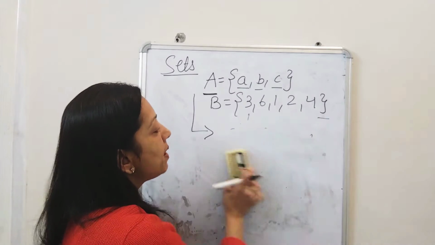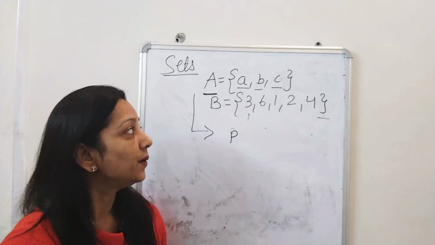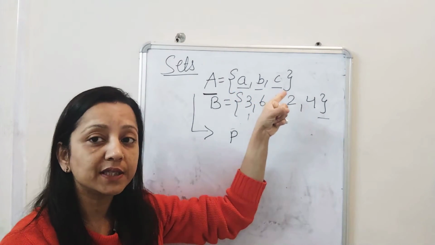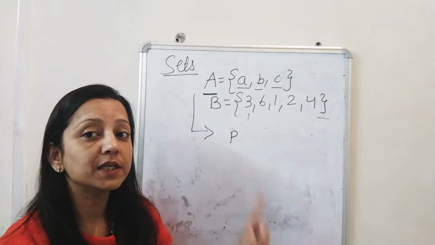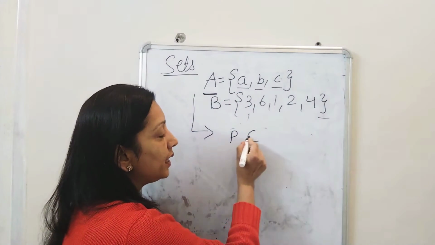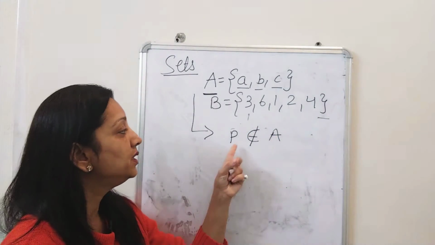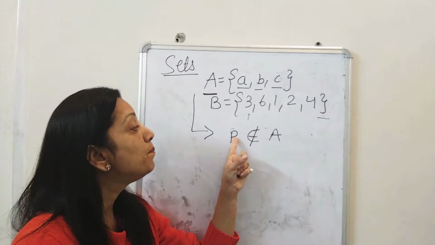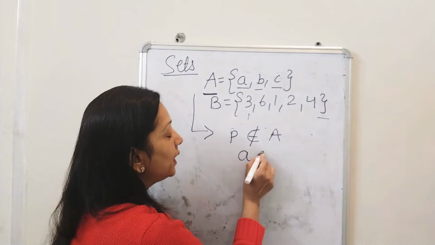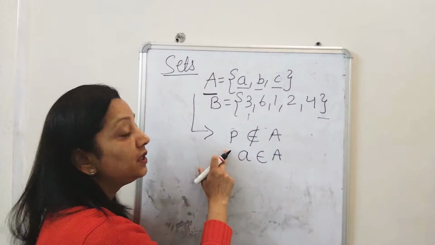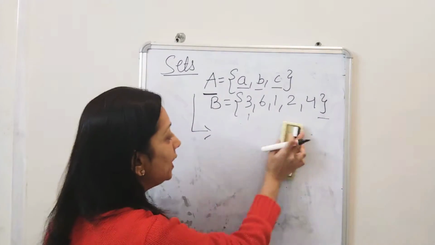Now if I take one member called P, does it belong to set A? Can you see P anywhere here in set A? No, you cannot see it in set A. So that means if it is not present in set A, it does not belong to set A. So how will you denote that? With the sign of negation. That means P does not belong to set A. So when it belongs, you write it like this: A belongs to A, and when it does not belong, you write P does not belong to set A.